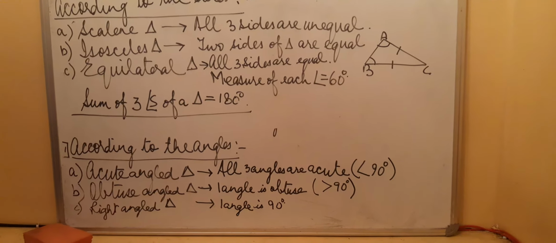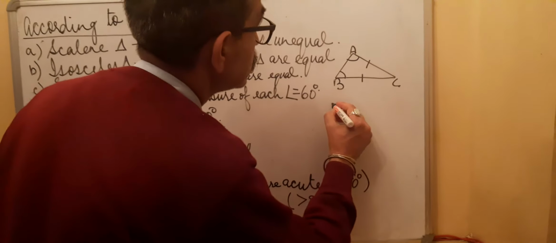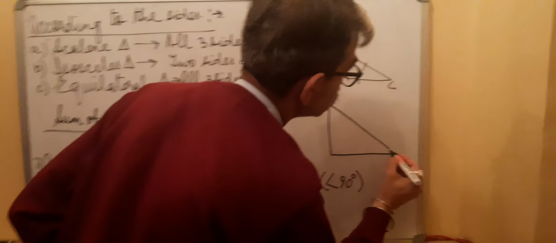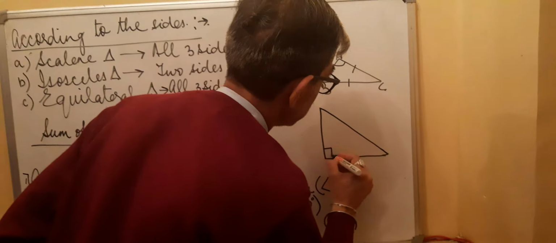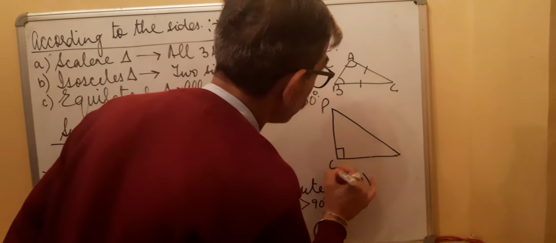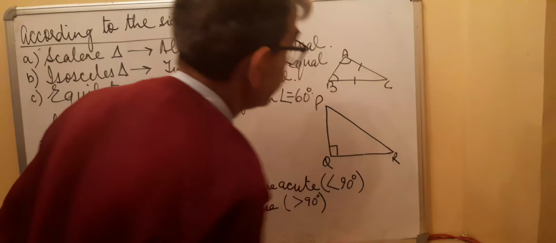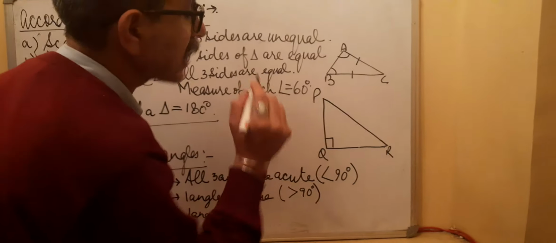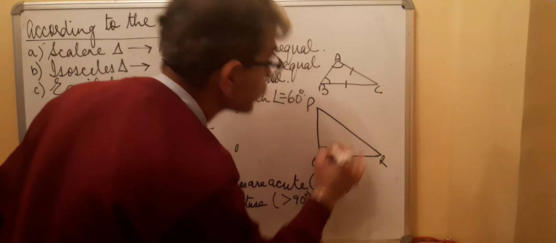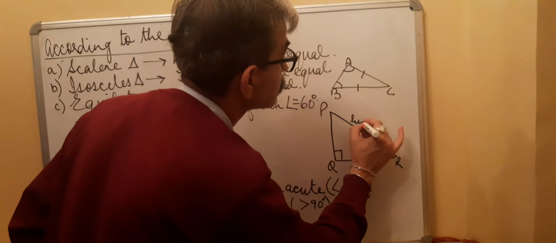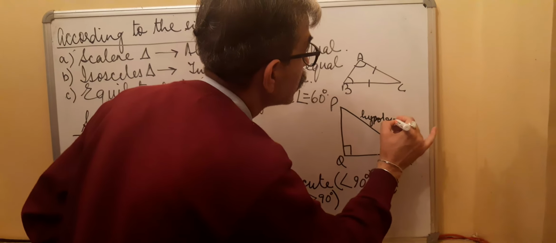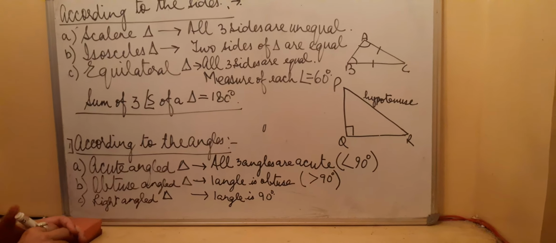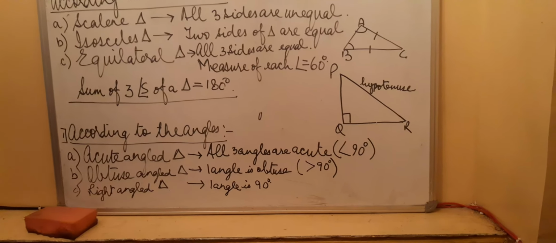Now, in a right angle triangle, suppose triangle PQR is right angled at Q. This is 90 degrees. So the side opposite the right angle is known as the hypotenuse. The side opposite the right angle is known as the hypotenuse.